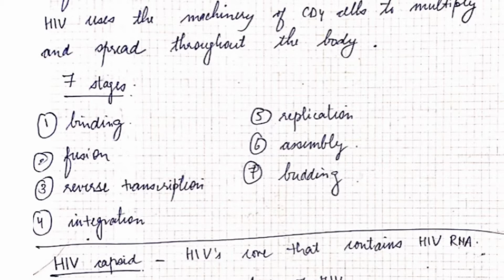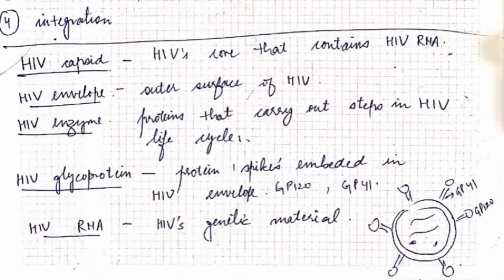The life cycle of HIV has 7 major steps, so we will read about each step in detail along with the diagram. Before we start with the life cycle, let's have a look at the structure. It has HIV capsid, HIV envelope, HIV enzymes, HIV glycoprotein and HIV RNA. Also, I've drawn a small diagram. You can use this diagram. And now we will learn about the life cycle.